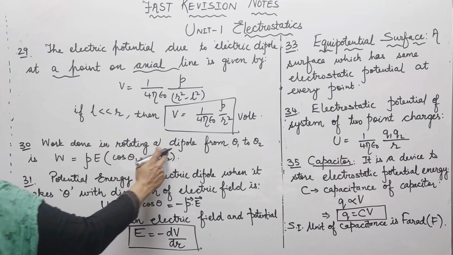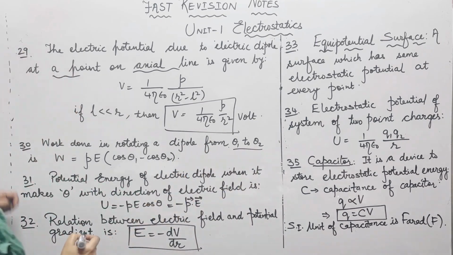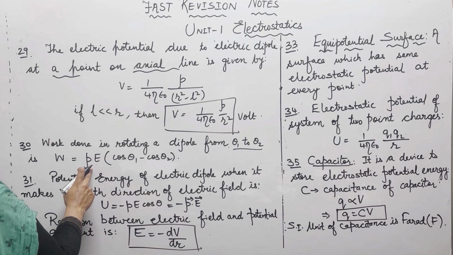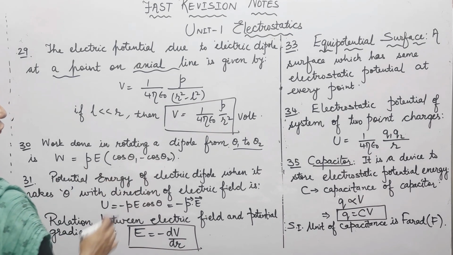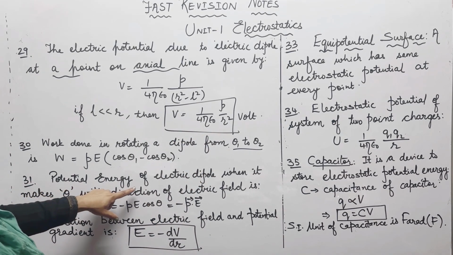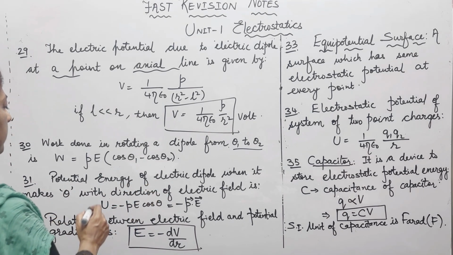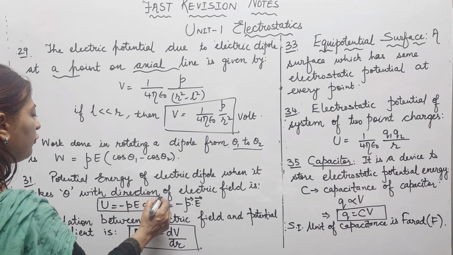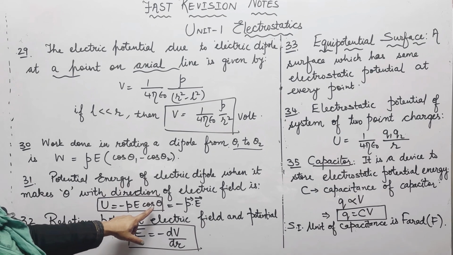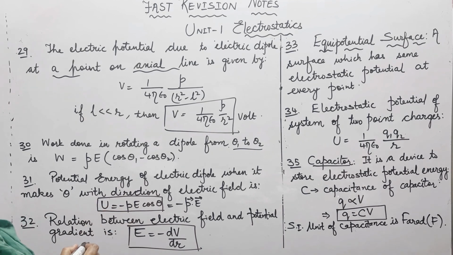Next is the work done in rotating a dipole from, say, angle theta 1 to theta 2. The work done is given by the product of dipole moment, electric field, and the difference of the two angles for the angular rotation. The potential energy of an electric dipole when it makes an angle theta with the direction of the electric field is given by the negative of the product of dipole moment, electric field, and cos of the angle between them. It means it is the dot product of dipole moment and electric field.